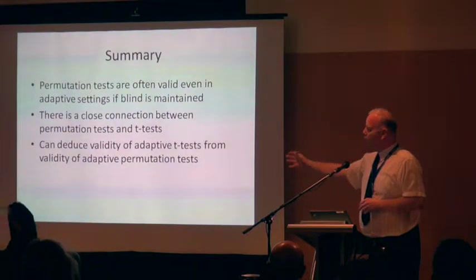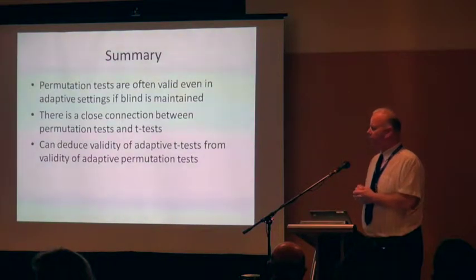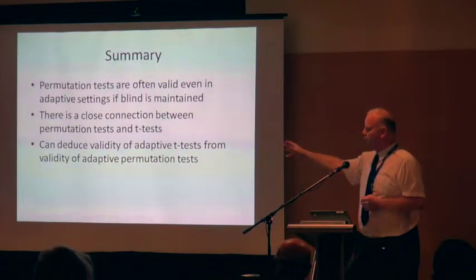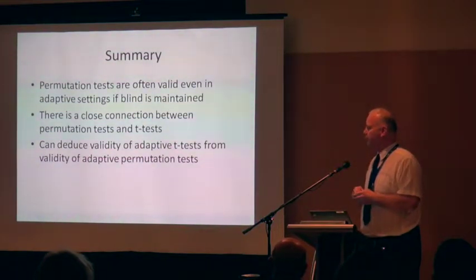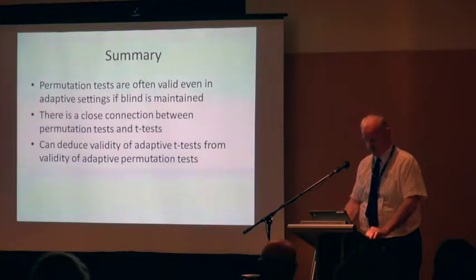And so therefore what we did was we deduced that certain adaptive t-tests are going to be valid, and we deduced that from the validity of adaptive permutation tests. So I'll stop right there. Thank you.